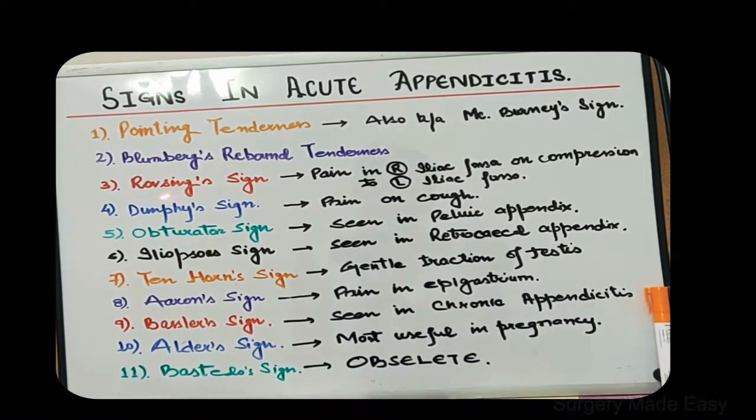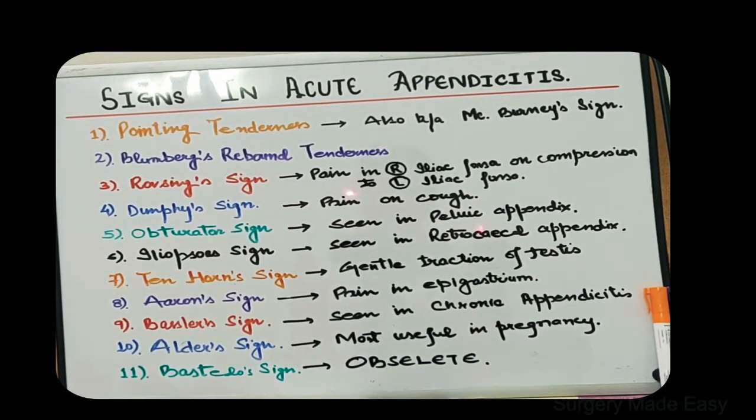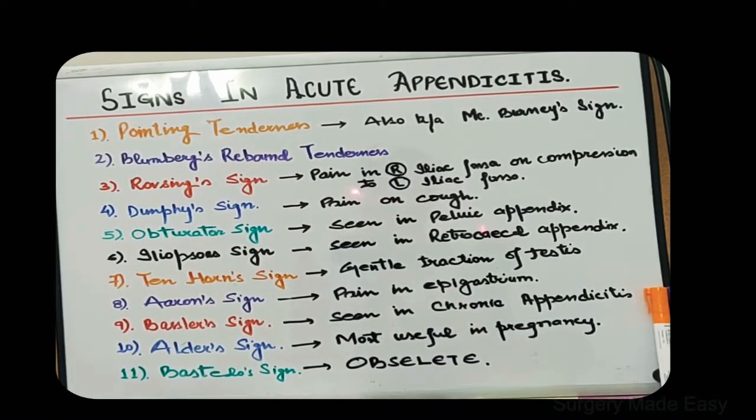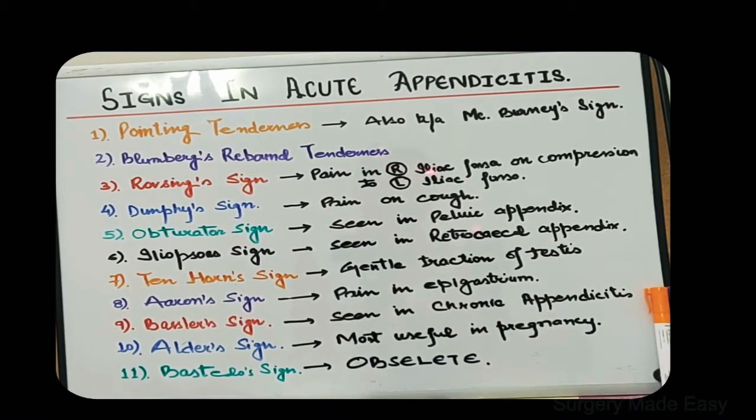Then we have the Rovsing sign. This is a sign in which we put a compression in the left iliac fossa, and on putting compression in the left iliac fossa, the patient starts feeling pain in the right iliac fossa.